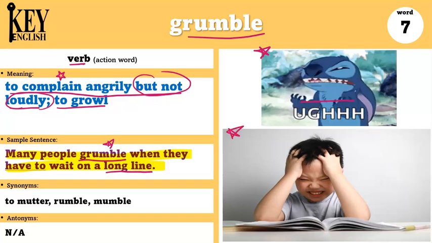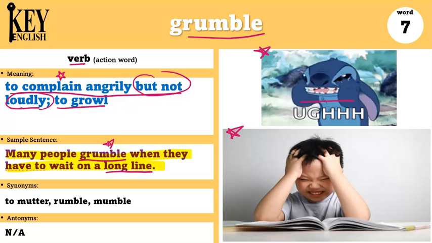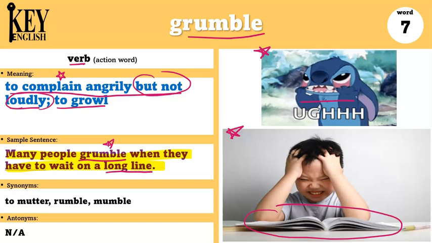Another example would be, I heard my brother grumble while doing his homework. So if your brother hates to do his homework, then he might be making some grumbling sounds like, I don't want to do homework. This is so hard. I don't want to do this. That kind of action would be called grumble.